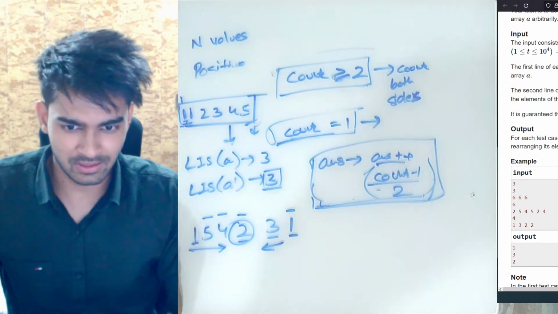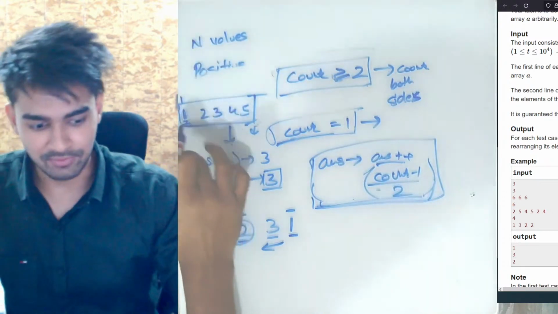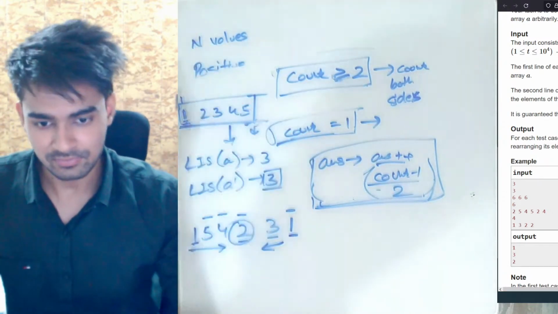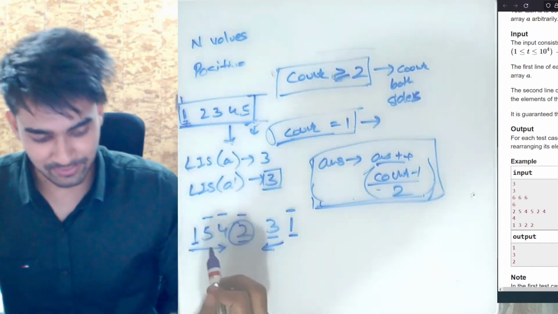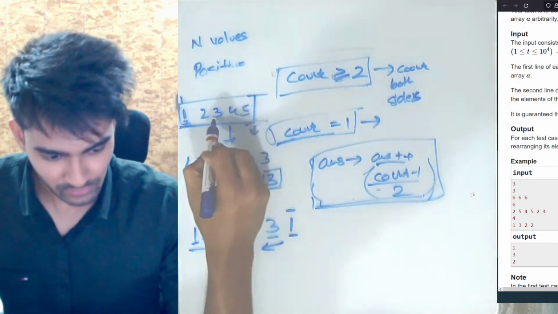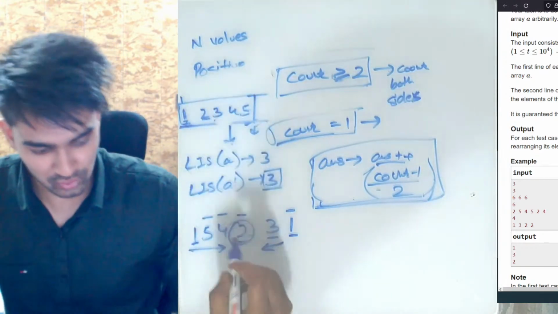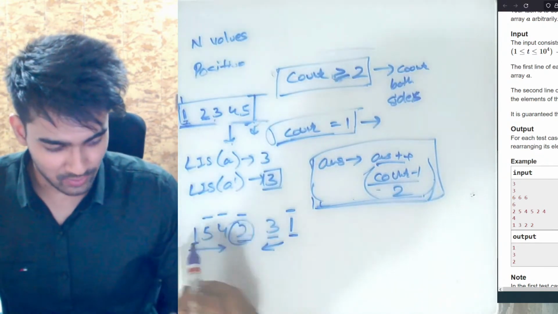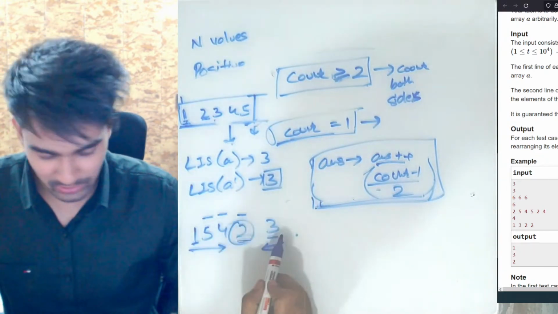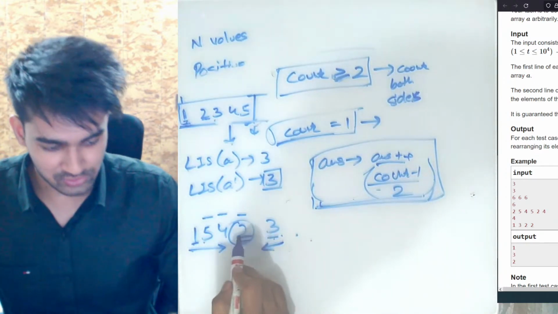Bhaiya, can you explain this problem again? Okay, I'll explain this once more. Let's say we only had unique values. If we only had unique values, we could take half of the values on the left side and half of the values on the right side, except one value which you could use as a common value. So we use this 2 as the common value here. We had 1, 2, 3 on the left side, and from the right side we had 3, 4, 5. So this 2 was used in common.